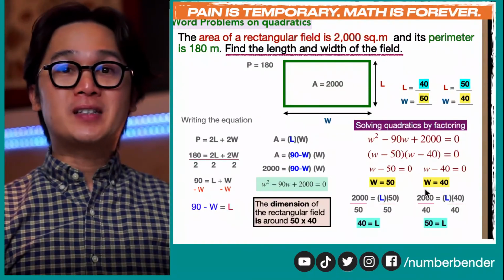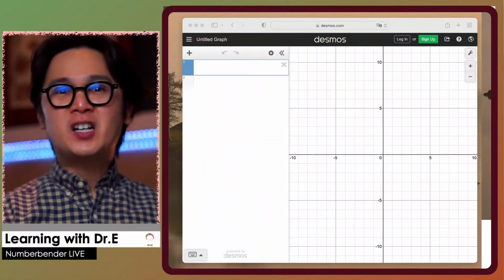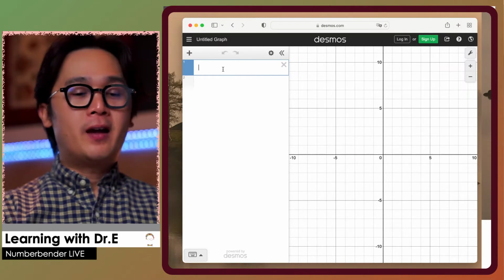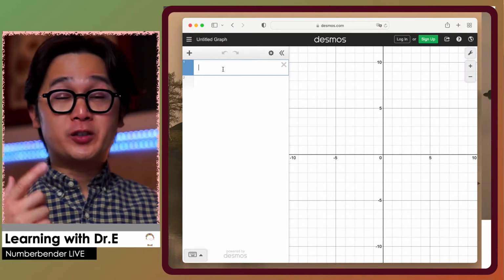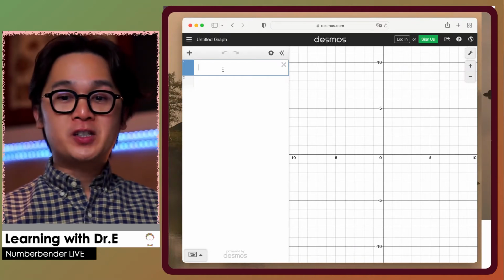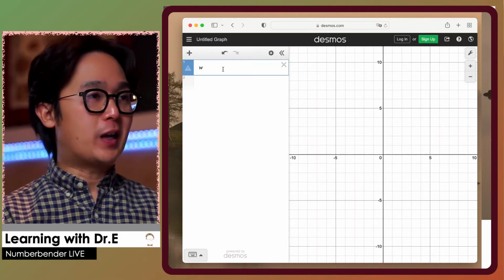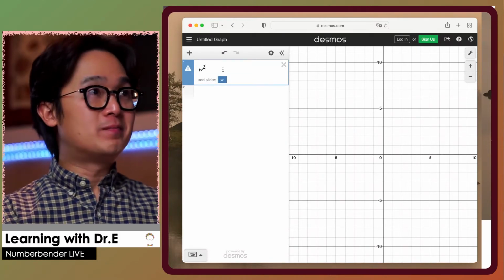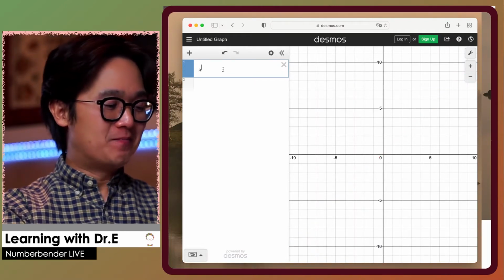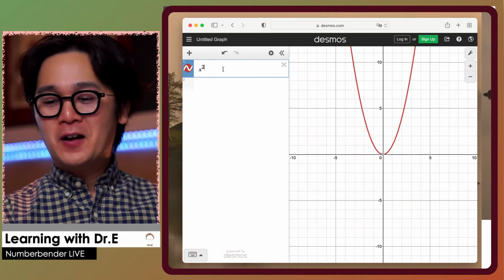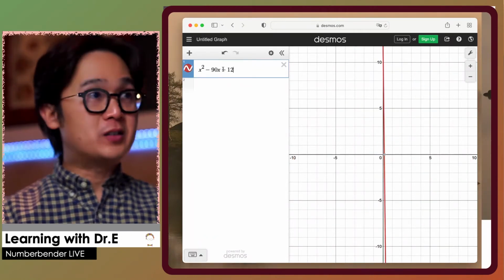Now I'm going to give you a technique on how you can use technology if you're not sure how to figure out the factors of your quadratic equation. So what you can do is use Desmos, plug in your equation. So our equation was W squared minus 90W. So let's see if W can work. W squared. So it's not working with W. Let's use X instead. So X squared. Now we're seeing a parabola. X squared minus 90X plus 2000.